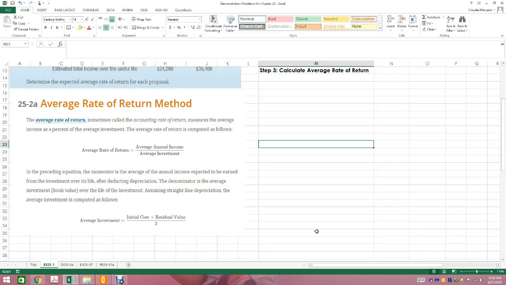So the formula that is used for the average rate of return is your average annual income over your average investment, okay? So that particular formula has some components in there. Usually we do have to calculate the average annual income, and we also have to calculate the average investment to be able to put those together into our average rate of return calculation, okay? Your average investment is your initial cost plus your residual value divided by 2, okay? So these are the formulas that we're gonna be working with or applying towards this problem, okay?